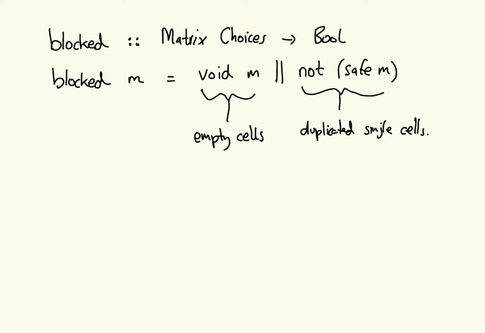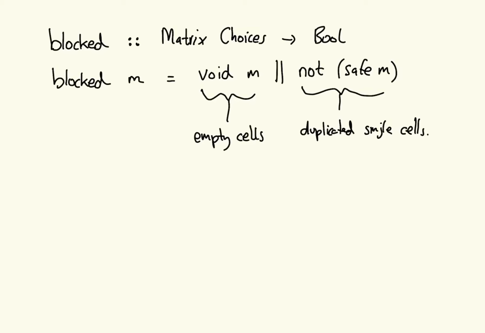Okay, so this is what it means for a choice matrix to be blocked. Either there's some cells which are empty, or there's some cells where you have a duplicated single choice in a row, column, or a box. And the key idea is that blocked matrices can never give you a solution. Because if you've got an empty choice, then you can never get a solution. If you've got a duplicate, say you've got a 1 in two places in the first row, you can never get a solution from that point onwards.